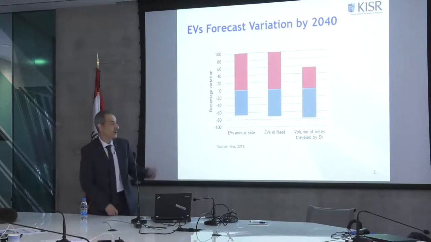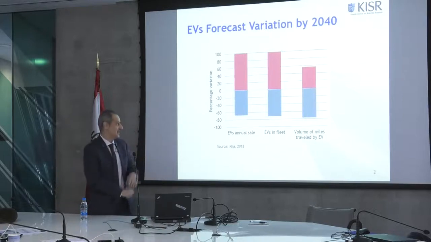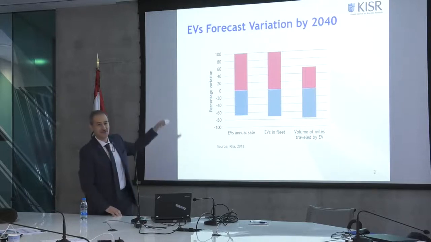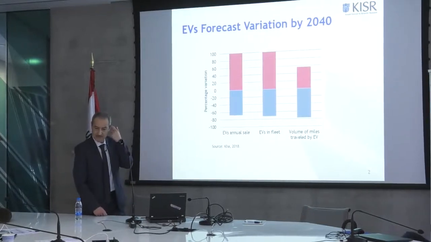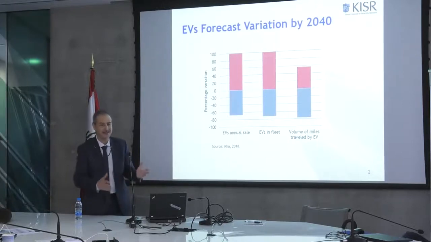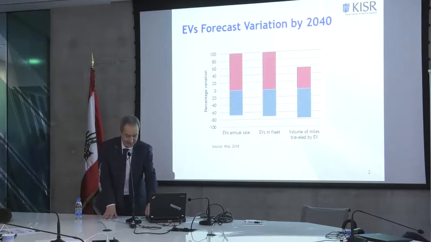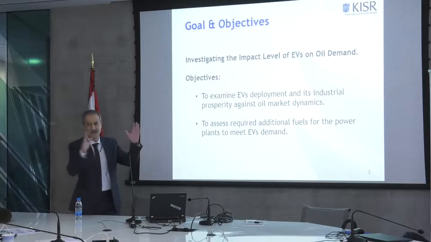And the curiosity was a study done by IEA showing the variation of how electric vehicles have so far been addressed in the literature. As you see, the annual sales, the percentage, the variation of the fleet that we're expecting by 2040, the miles, and so on and so forth. And I thought, just give it a shot again and really find out what it is exactly.